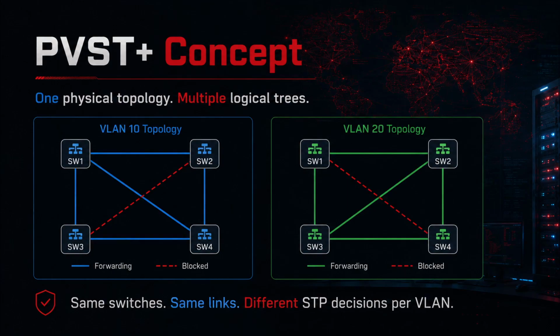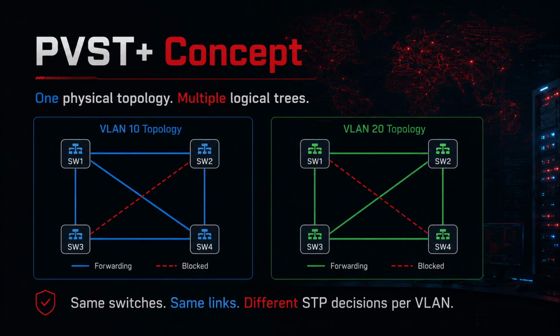The physical switch could be the same. The trunk links are probably going to be the same. The cables are probably going to be the same. But it's the logical forwarding decisions by that switch that can be different per VLAN. That is the big concept for this episode. Per VLAN spanning tree doesn't create one spanning tree topology for the entire switch. It creates a separate spanning tree topology for every participating VLAN or network.